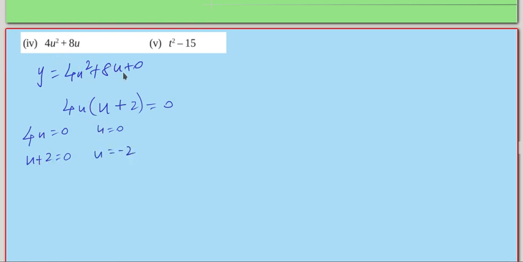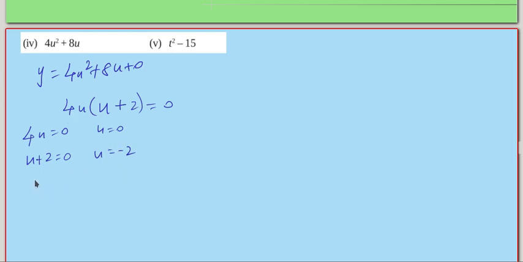Okay. So if it is not having 3 terms, we will get the zeros directly. If we take the common term outside, we will get the zeros directly. So these are the two zeros: u equal to 0, u equal to minus 2 are the two zeros of this quadratic polynomial.